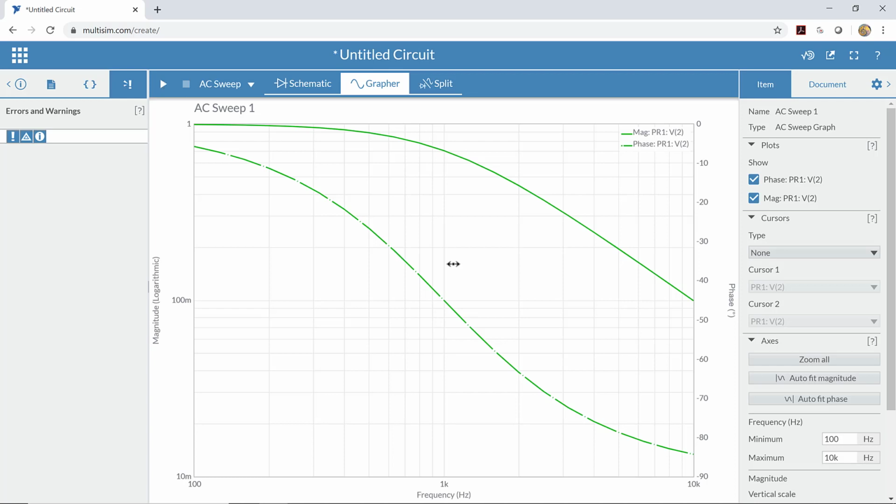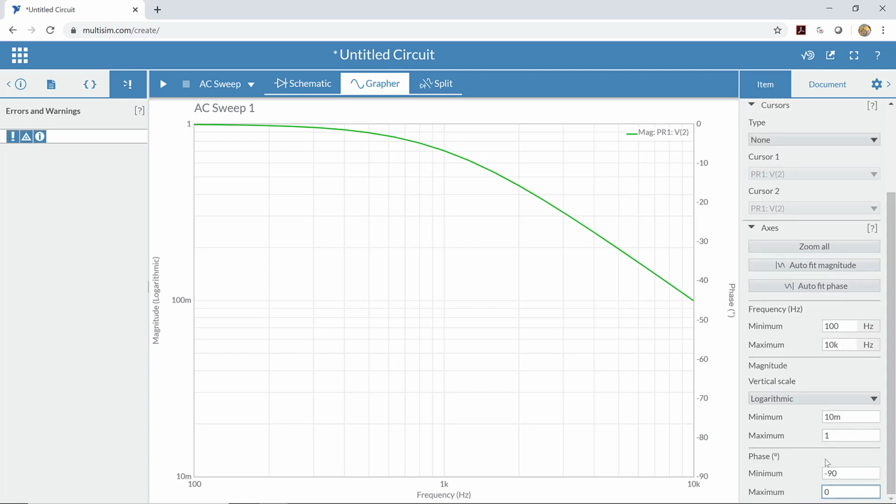Alright, so that's looking better. So we can get rid of the phase, because we don't need to see that. And then we can make the minimum value 100 milli down here. So that'll be a little bit easier. A little easier to see.